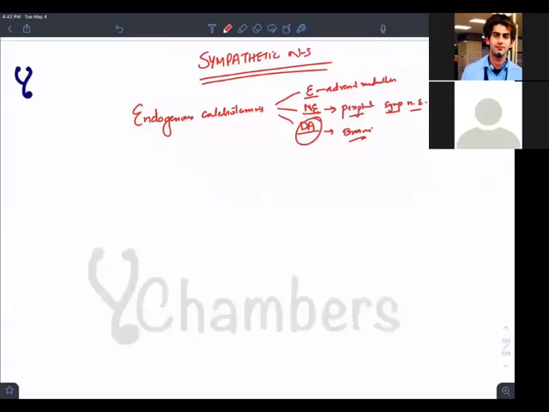Before understanding this concept of a neurotransmitter, I want to give you a brief introduction of biochemistry, that is how we are producing this neurotransmitter. It's so simple.